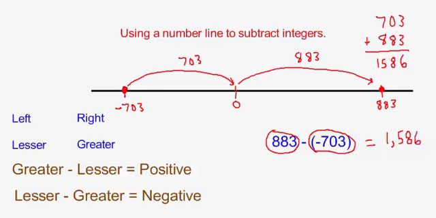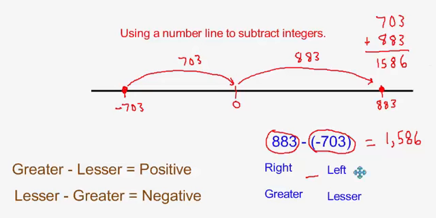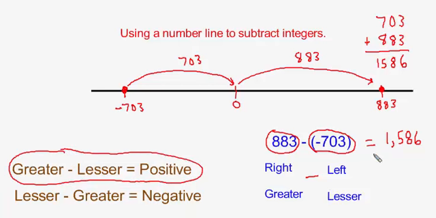Now I need to find out whether it's positive or negative. We started with 883, which is further to the right on the number line, and numbers to the right on the number line are always greater. Then we subtracted negative 703, which was to the left on the number line, so it is lesser in value relative to this number. And whenever you take a number on the right and subtract a number on the left on the real number line, you're taking a number that is greater in value and subtracting off one that is lesser in value. And a greater minus a lesser is always going to give you a positive result, meaning my answer should remain positive.